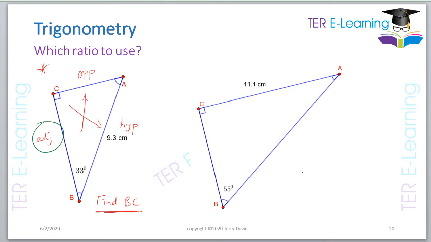What about this one here? What about this one? I'm going to find BC in this case. So looking at this diagram here, what are we using? Sine, cosine, or tan?